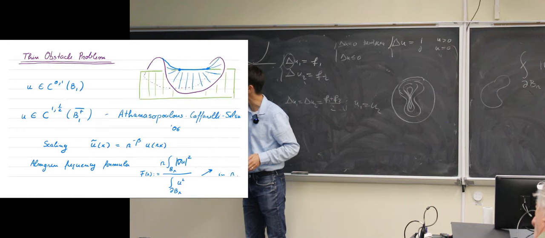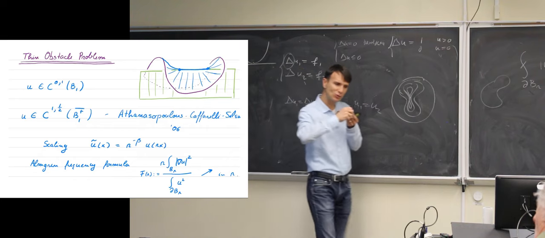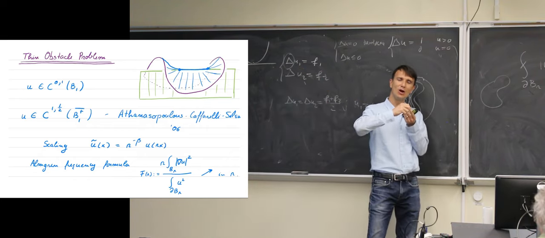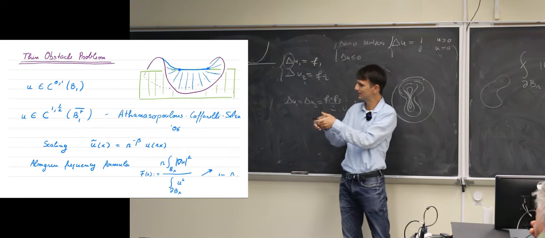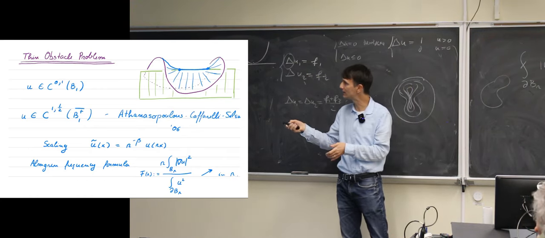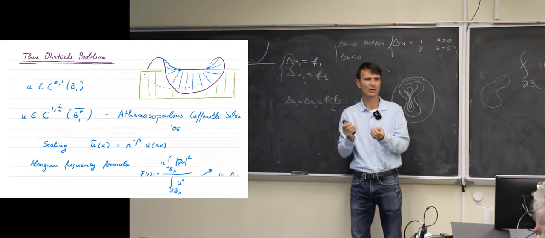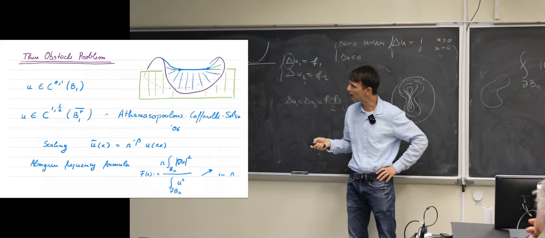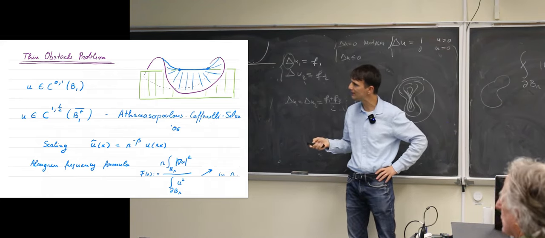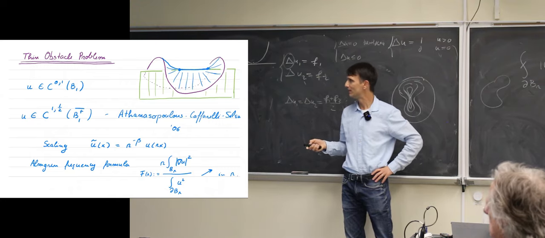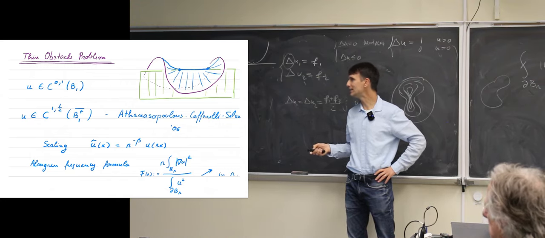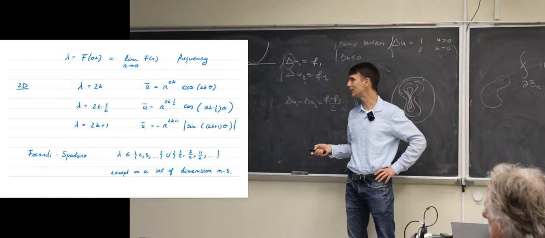Yeah? So if I am to blow up near such a point, what am I supposed to see? I'm supposed to see a harmonic function homogeneous of degree 3 half that vanishes on this segment, but is harmonic everywhere around. And that's why the optimal regularity is given by the 3 half power. Okay, so the least frequency you can have at a free boundary point is 3/2.